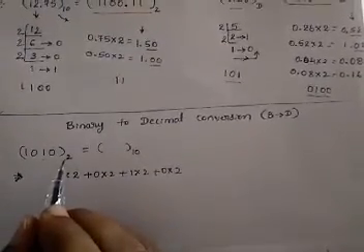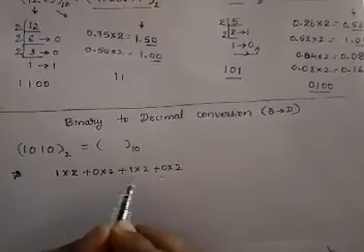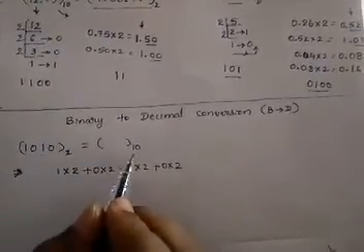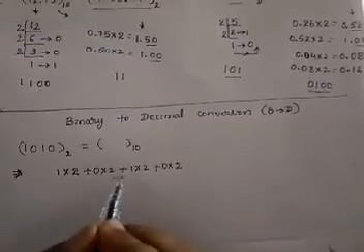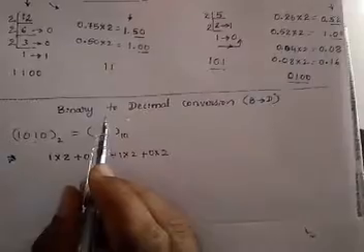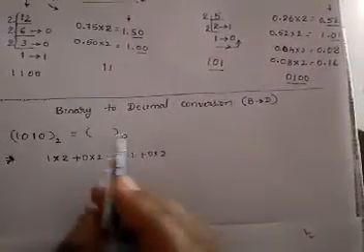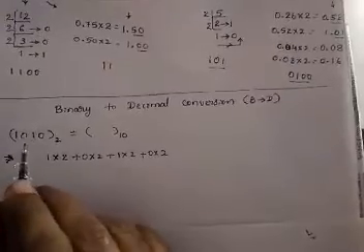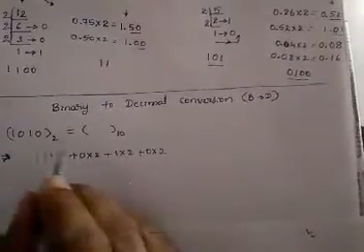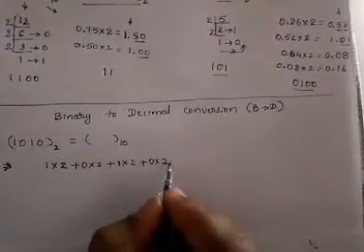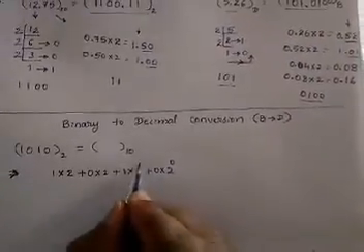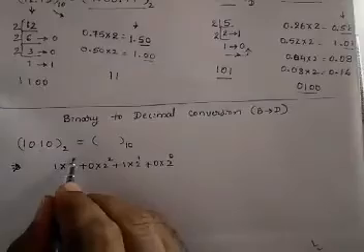Here the binary is given, that's why I'm taking 2. If hexadecimal to decimal is given, I have to take 16, 16, 16. Likewise, now I'll concentrate on this binary to decimal conversion. Again, I am writing the numbers: 1, 0, 1 and 0. Starting from here, I provide the powers, that is 0, 1, 2, 3.